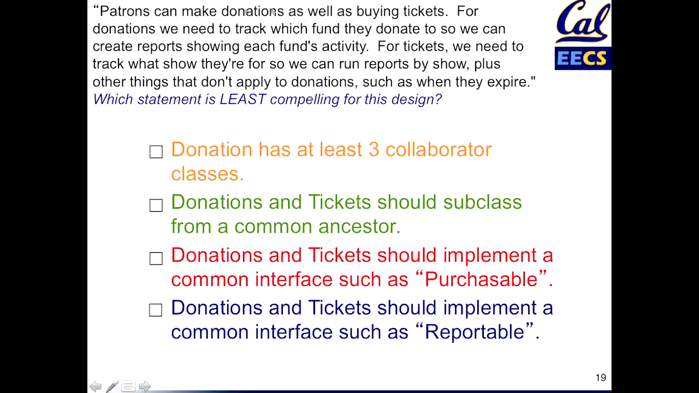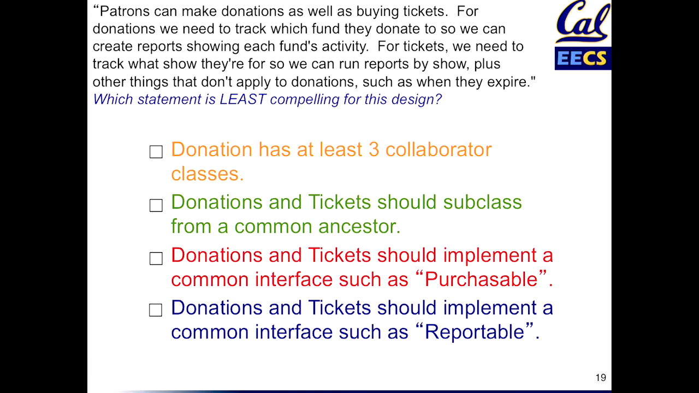Here's a statement about the hypothetical feature of allowing Rotten Potatoes to sell movie tickets. And here's the functionality we want. Patrons, those moviegoers, I guess, can make donations as well as buying tickets. For donations, we need to track which fund they donate to so that we can create reports showing each fund's activity. This is actually based on a user story that I created last year. For tickets, we need to track what showing they're for so that we can run reports for each show. So think of a show like a movie.